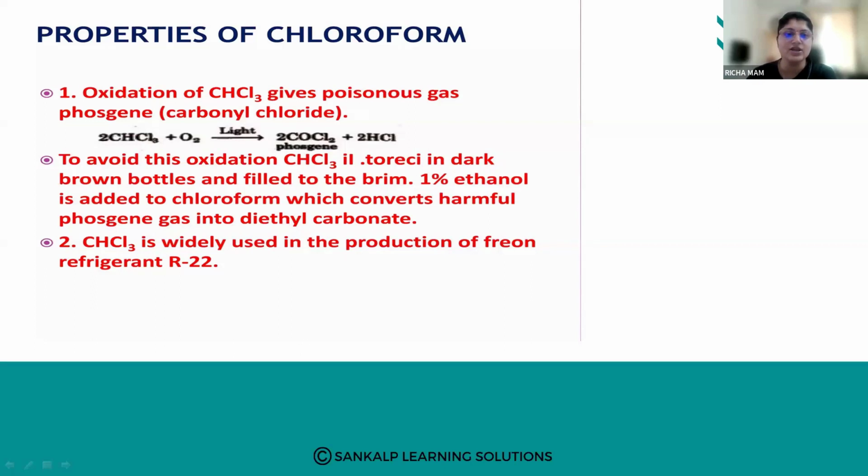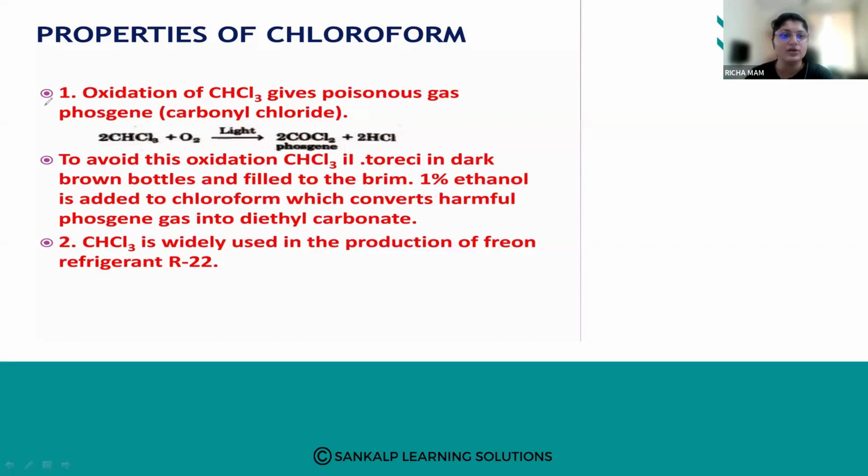A question is asked: which is the poisonous gas obtained on oxidation of chloroform? So what is the gas name? It is phosgene gas. Phosgene, phosgene gas. So oxidation of chloroform gives you what? That poisonous gas, which is phosgene.